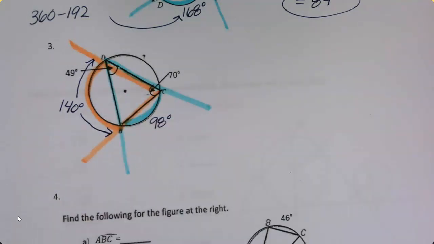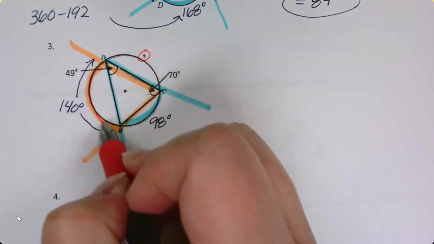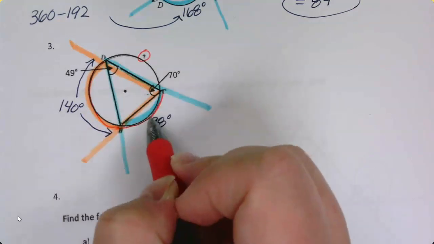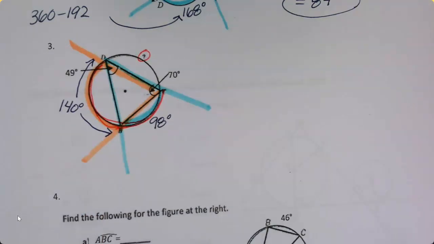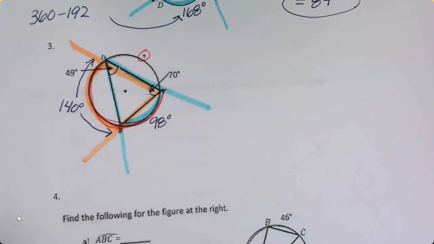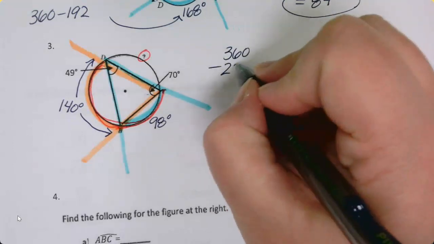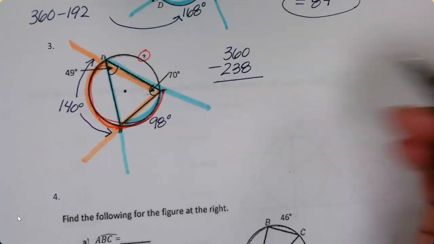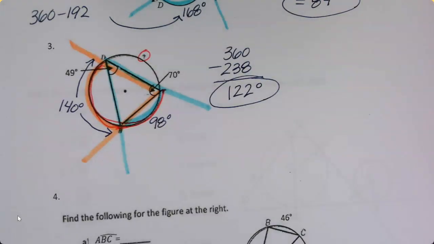So basically the reason I did that is that now I know everything on the circle except for the part that's missing that I was asked for. So I know I have 140 here and I have 98 here. So I can add those together. 140 plus 98 is 238. So all of this is 238 degrees. And if I want to know what that missing arc is, I can do whole circle minus 238. And that's going to be 122. So that is the missing arc's measure.